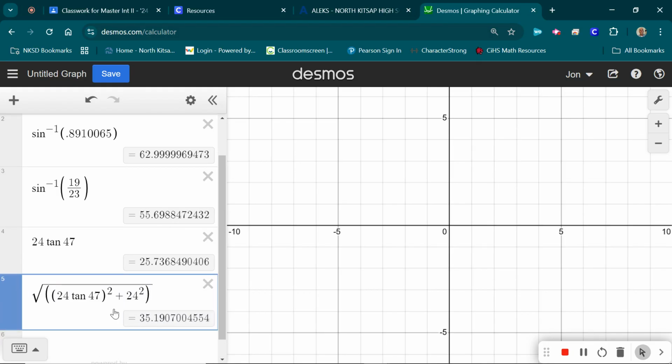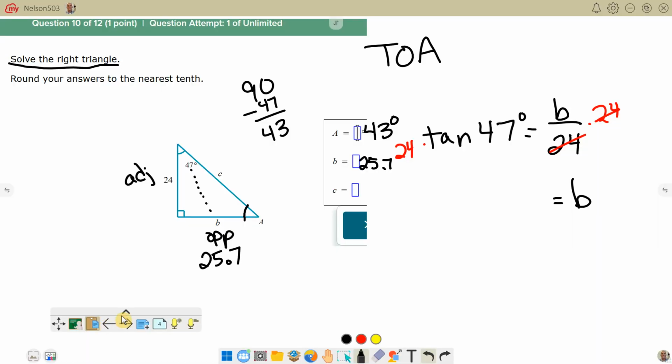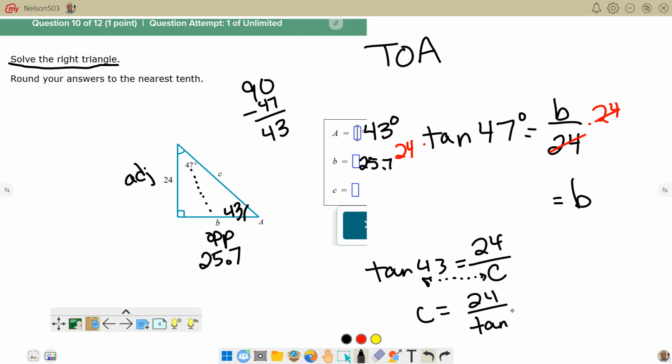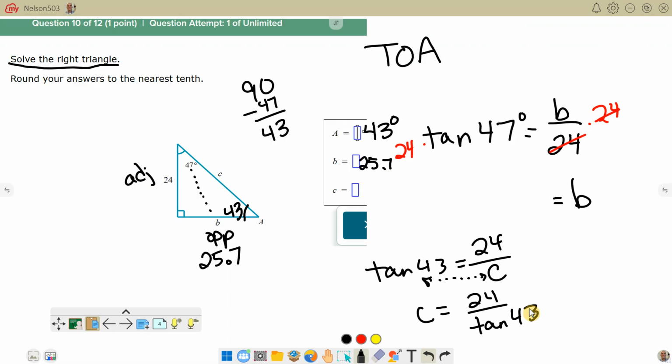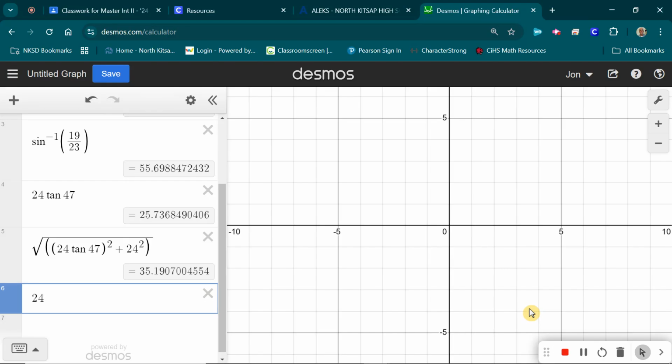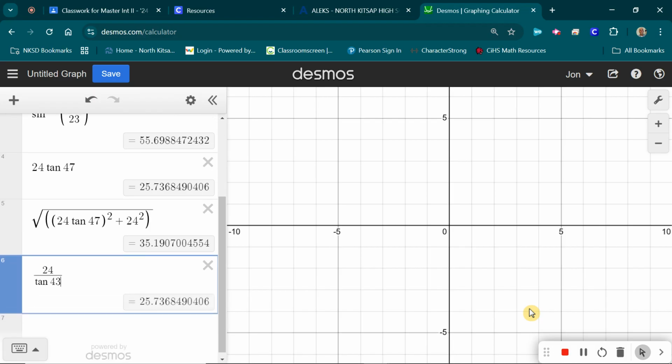So I'm taking the Pythagorean theorem here. If you really don't like that, then you could use the tangent. This was 43 degrees, right? So I could say the tangent of 43 is equal to 24 over C. Then we said we could switch these two locations, so C equals 24 divided by tangent of 43. Let's see if we get the same answer down here. So it's 24 divided by tangent 43.